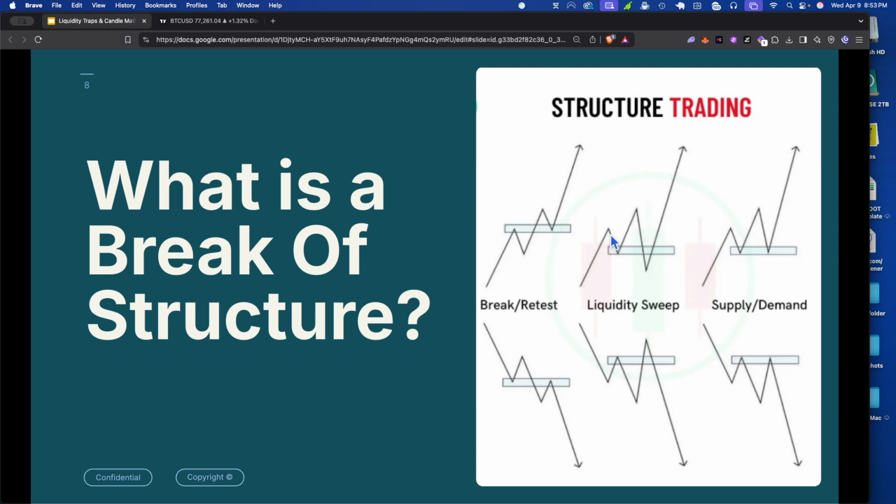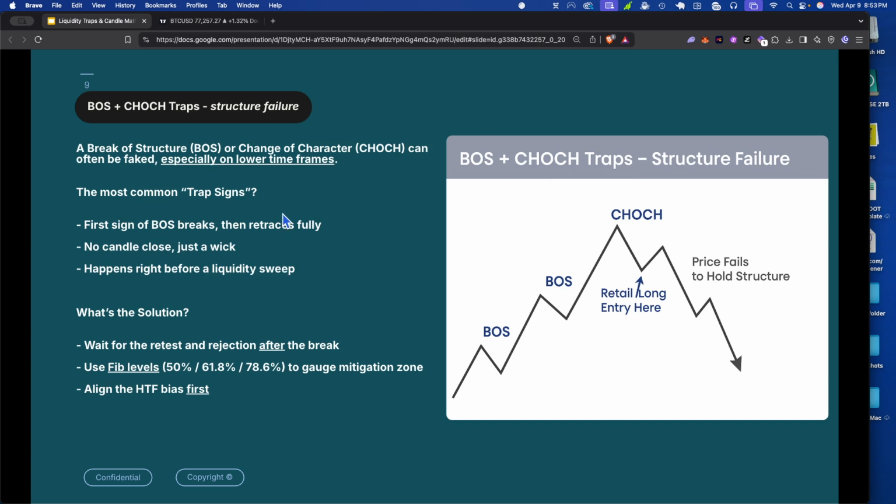We can have a break and a retest and a liquidity sweep, which is obviously an induction and a trap, one of the traps that we just talked about. And then we can also have equal lows, which form liquidity there. But it's important to understand that the breaker structure and the change of character, otherwise known as ChoCh, can trap you. And here is one of those examples where you have a BOS.